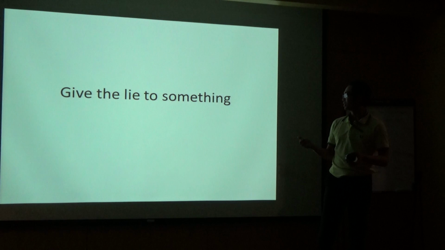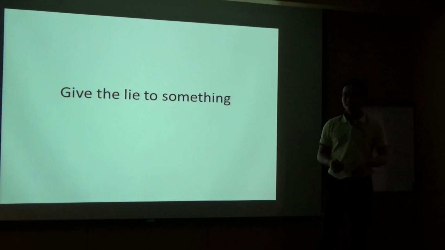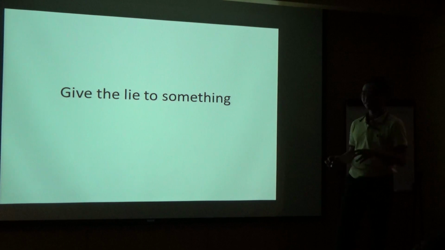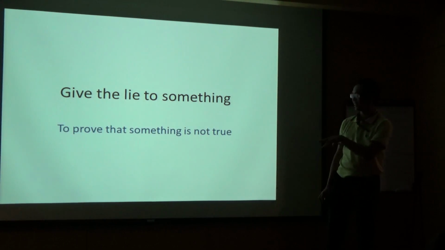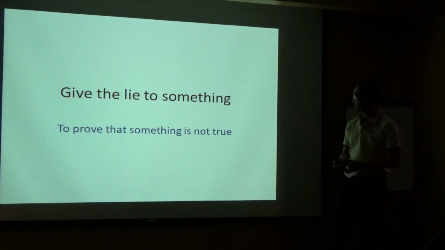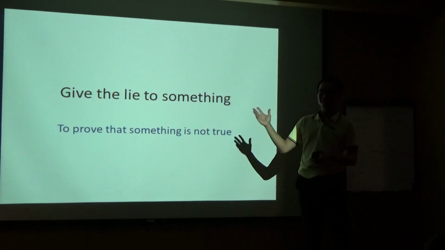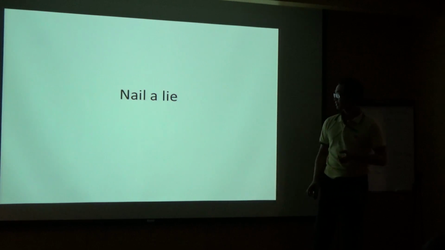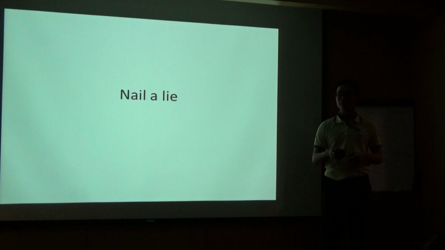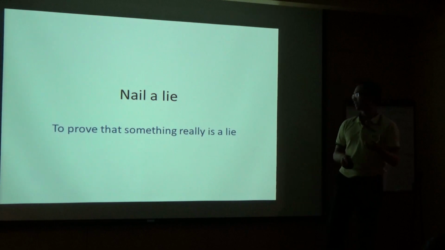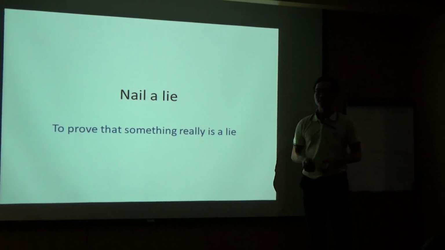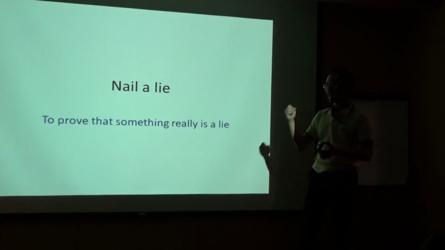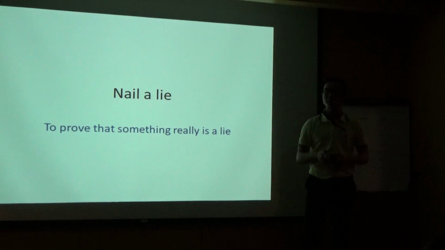And give the lie to something. From the meaning of the phrase, you may think you give a lot of lies to something, but actually it is to prove that something is not true. So negative plus negative can give you a positive. And nail a lie has a similar meaning. It is to prove something really is a lie. You think that person always tells lies, you can nail a lie, you can prove that what the person says is wrong, it's false.